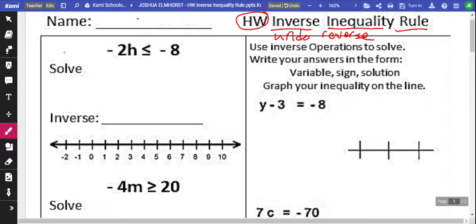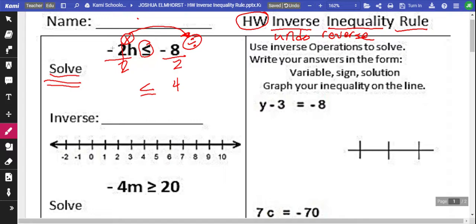So first we're going to solve like normal. So we're going to solve, and here we have multiplication, 2 times h. So the coefficient is multiplying the variable, and in order to solve, we're going to use inverse operations. So the opposite of multiplying is dividing over here. So we've got 2 divided by 2, which is going to be 1, and then 8 divided by 2, which is 4. So we bring our inequality symbol down.